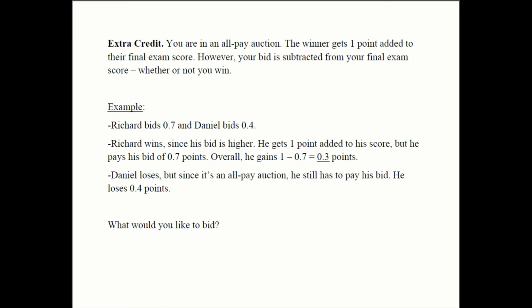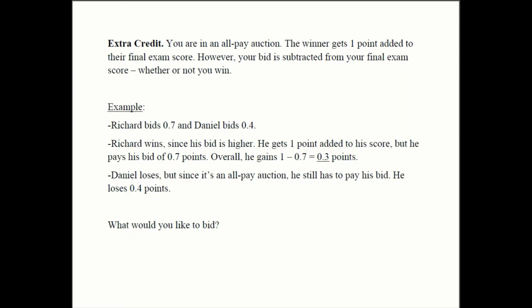So we learned about all pay auctions in class. Highest bid wins, but everyone pays their bid whether or not they win. The stakes here are one extra credit point.